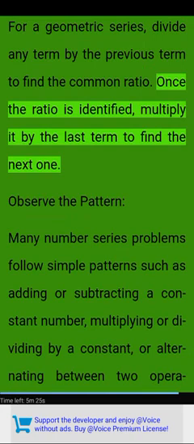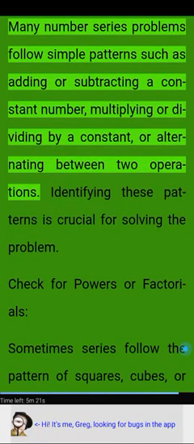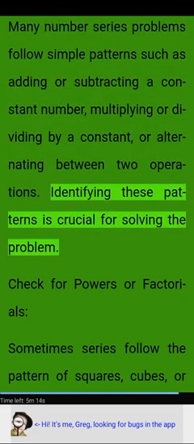Once the ratio is identified, multiply it by the last term to find the next one. Observe the pattern. Many number series problems follow simple patterns such as adding or subtracting a constant number, multiplying or dividing by a constant, or alternating between two operations. Identifying these patterns is crucial for solving the problem.